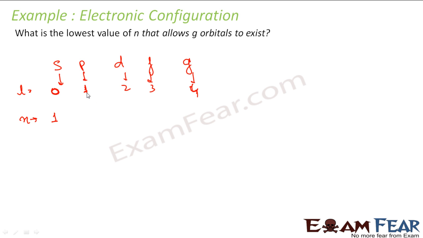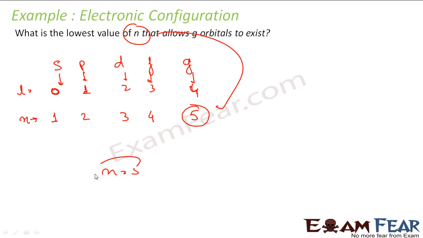For getting a p orbital, the minimum value of n is 2, right? It starts with 2p1. For getting a d orbital, the minimum value of n is 3. Why? Because n has to be 1 more than L. For f, the minimum value is 4. So for g, the minimum value will be 5. So the minimum value of n that allows g to exist is n equal to 5, because n is always L plus 1.